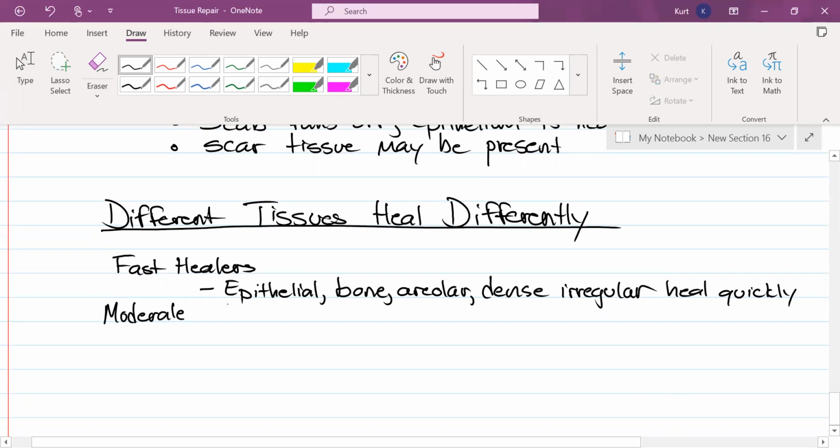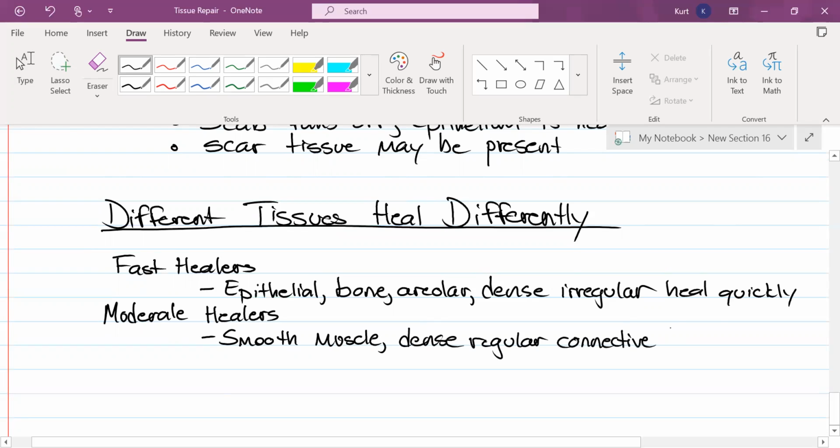Moderate healers. It heals okay. Smooth muscle. Dense, regular connective tissue. This is in your tendons and ligaments. Probably less than a year. I mean, all things considered, that's not terrible. They have a moderate rate of regeneration.